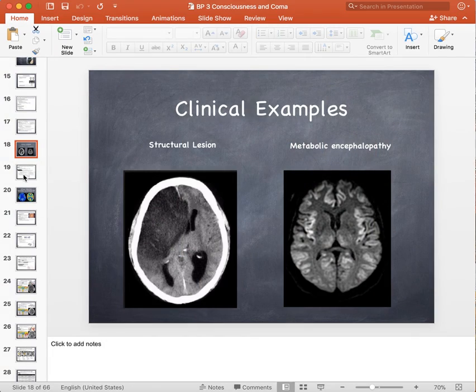Even if they're looking pretty good, neurosurgery needs to be involved. In the intensive care unit, neurosurgery needs to talk about doing a hemicraniotomy, which we're going to get into in just a moment on what that looks like.